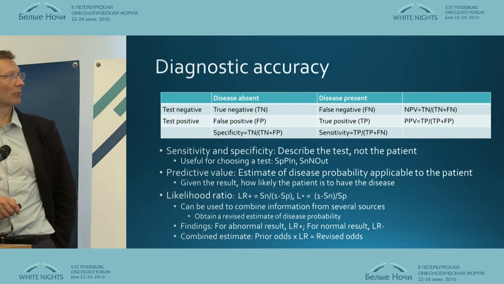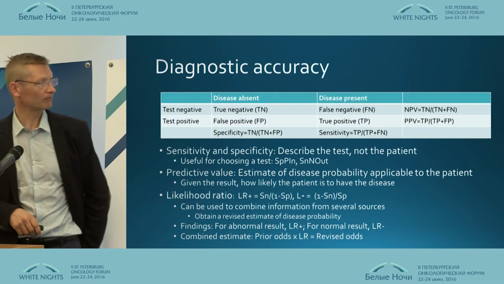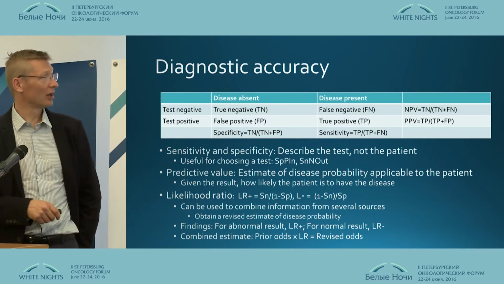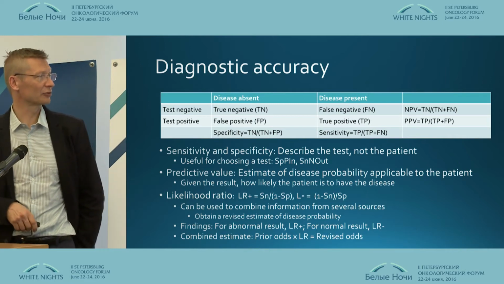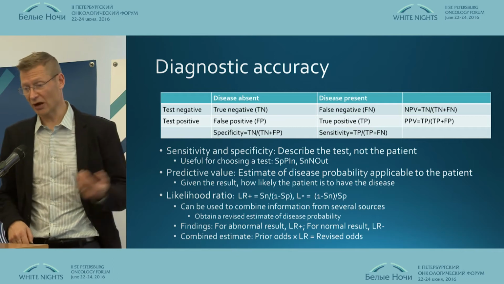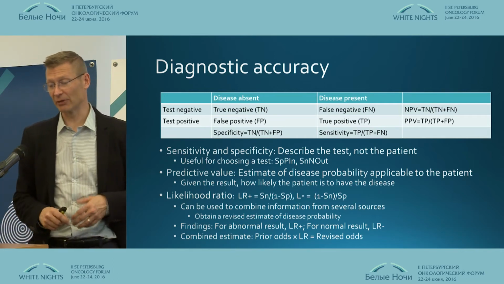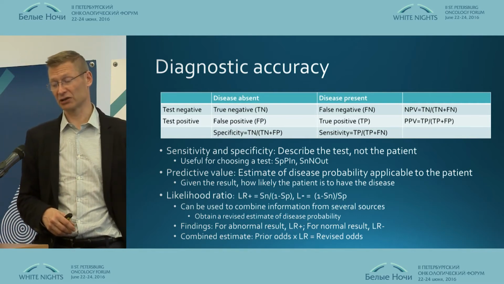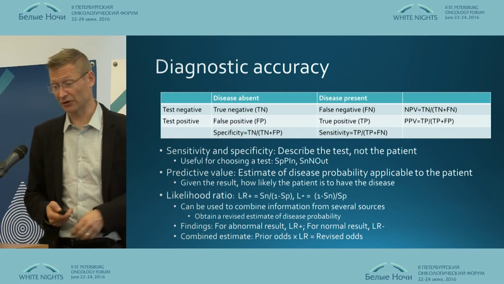Predictive values, positive and negative predictive value, are more applicable to a single patient. They tell us the probability of the disease given the results. Likelihood ratios, I was already advocating. There are also positive and negative likelihood ratios, and the value comes from the fact that you can chain or combine them and always update the probability of a given disease in a given patient once you know the likelihood ratios. And they can be found in the literature.